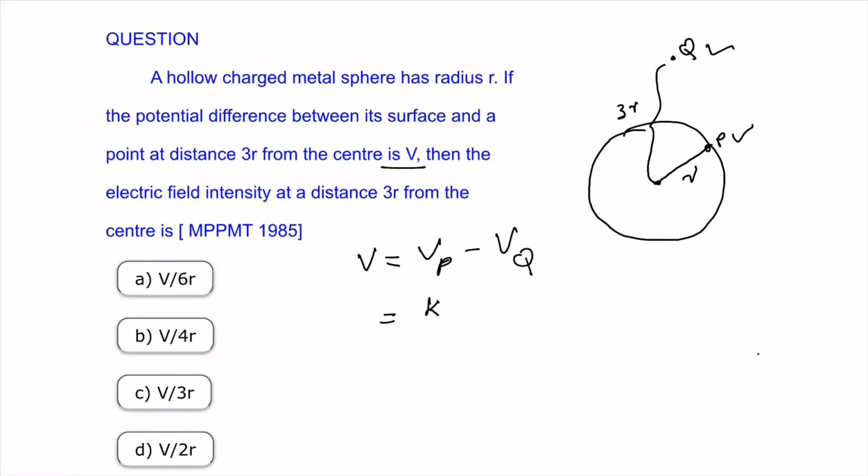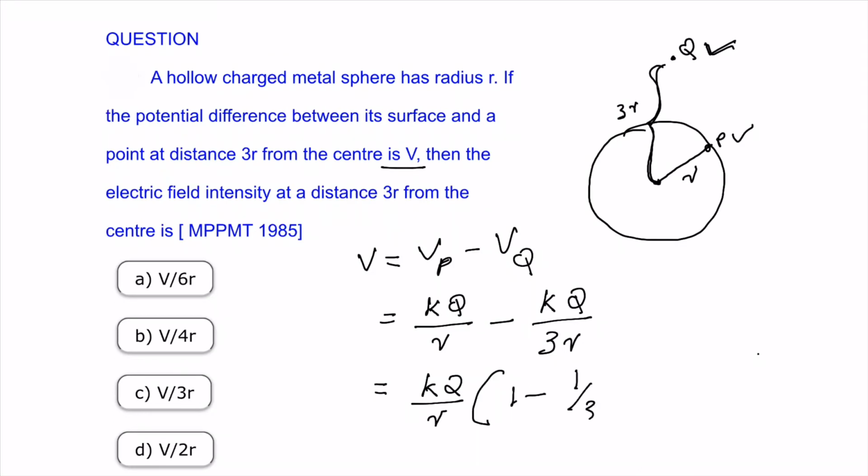That is K Q by small r minus potential at Q, means it is at a distance 3r from the center of the hollow sphere. So it is KQ by 3r. So what does it become? If you take KQ by r outside, it becomes 1 minus 1 by 3. So it becomes 2KQ by 3r, equation number 1.